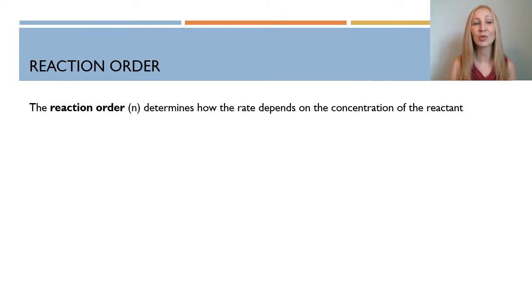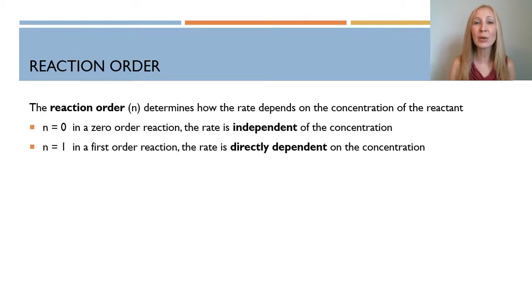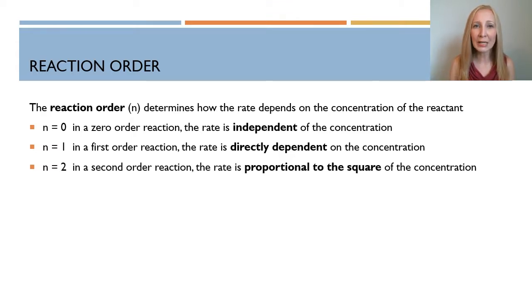Now let's look at the reaction order. The reaction order, that's the N value. It determines how the rate depends on the concentration of the reactant. By the way, these are all going to be integers for the purposes of this course. If N equals 0, then the rate doesn't depend on the concentration. If N equals 1, then it's a direct correlation. The rate is directly dependent on the concentration of the reactants. And if N equals 2, then the rate is proportional to the square of the concentration. I'll get to some examples of this on the next slide if you're wondering what this all means.